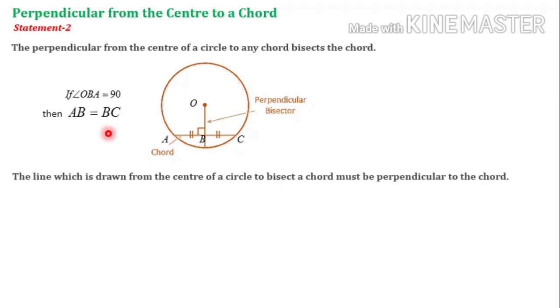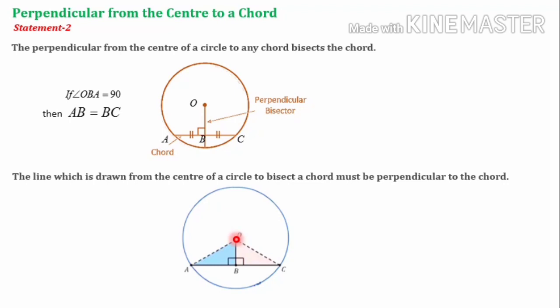Then the converse of this statement also we have to study. Converse means the reverse order. The line which is drawn from the center of a circle to bisect a chord must be perpendicular to the chord. For example, there is a circle, and you have drawn a line from the center of the circle to the chord. Simply a line. Before it was a perpendicular; we are just going to reverse the order. So now you are drawing simply a line.